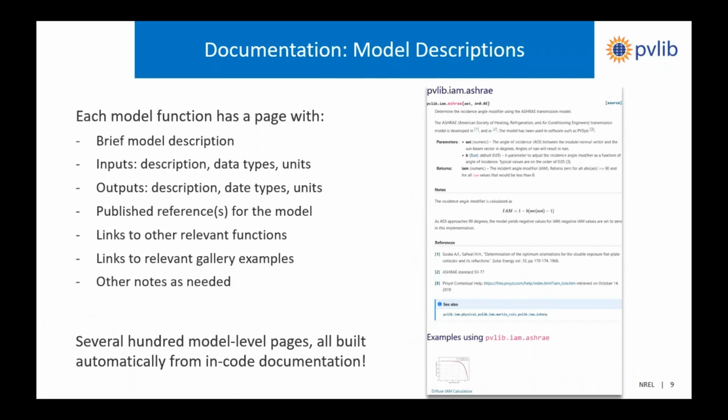For example, other IAM functions that you want to compare against, as well as example gallery pages that use each function. So, as we're developers of PVLib, but we're also users of open source code in general, we're very aware of how painful it can be when documentation is not very good for a package that you're trying to get started with. So documentation is definitely something that we try to take seriously and put a lot of effort into.